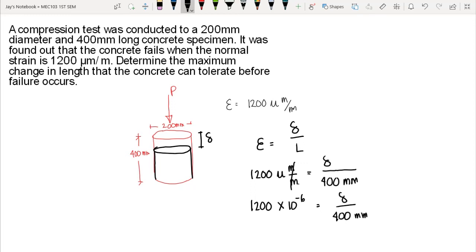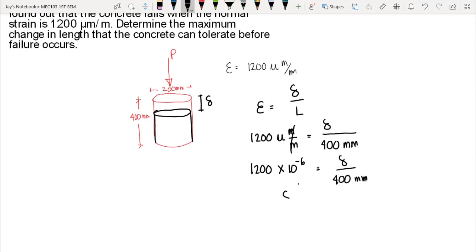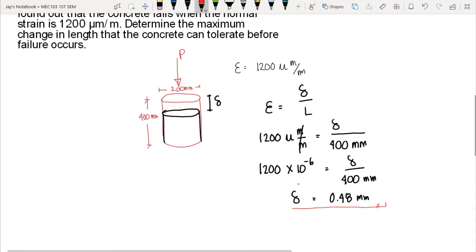So we have here the deformation, the maximum change in length during failure, which is equal to 0.48 millimeter. So this is the deformation before our concrete cracks or our concrete fails. Okay, so we have that answer as our final answer.